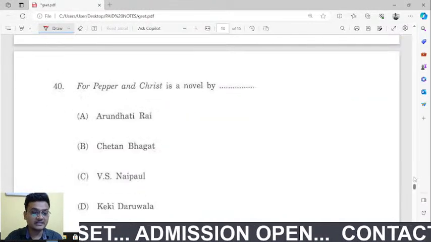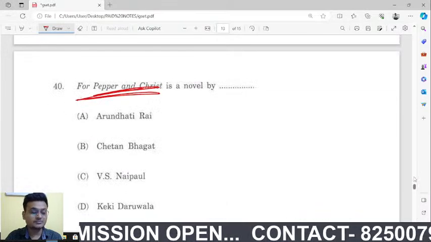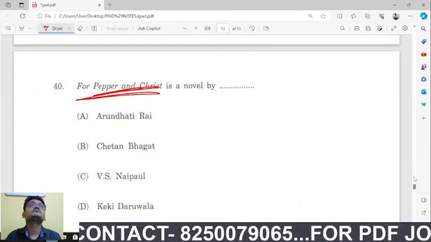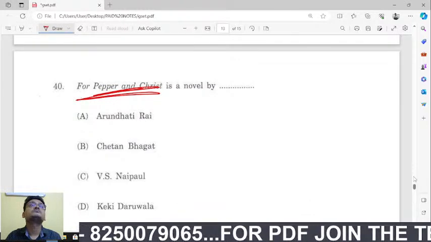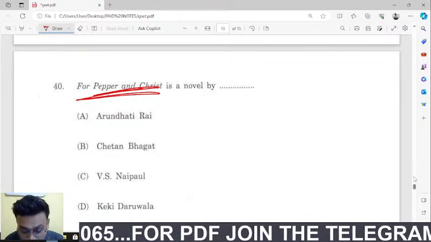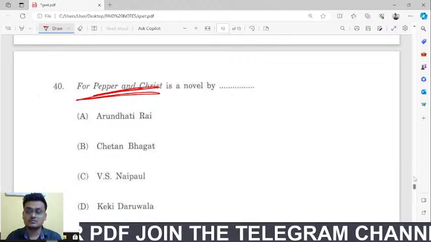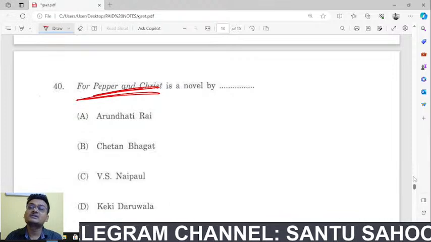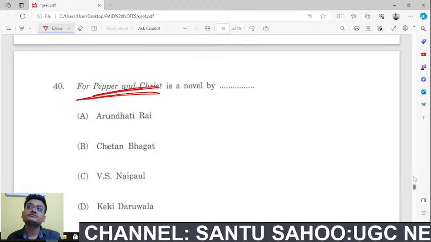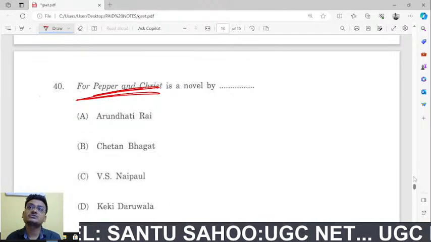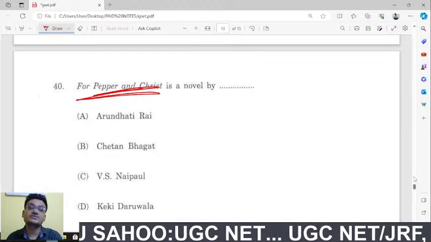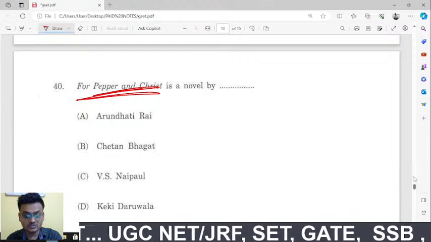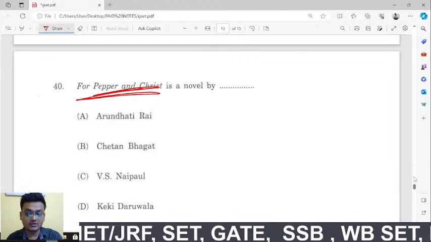For Pepper and Christ is a novel by... Jhumpa Lahiri is known for The Namesake and The Lowland, and Nayantara Sahgal is known for Rich Like Us and Mistaken Identity. Jhumpa Lahiri, exactly: The Namesake and The Lowland.